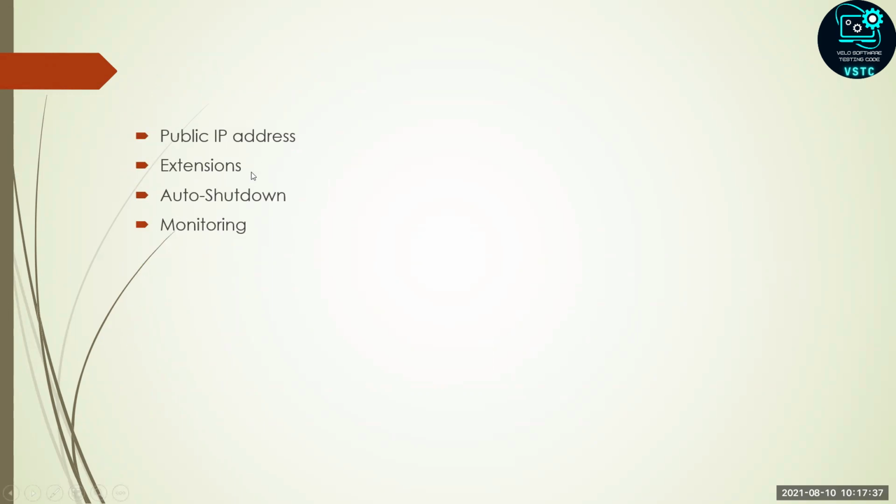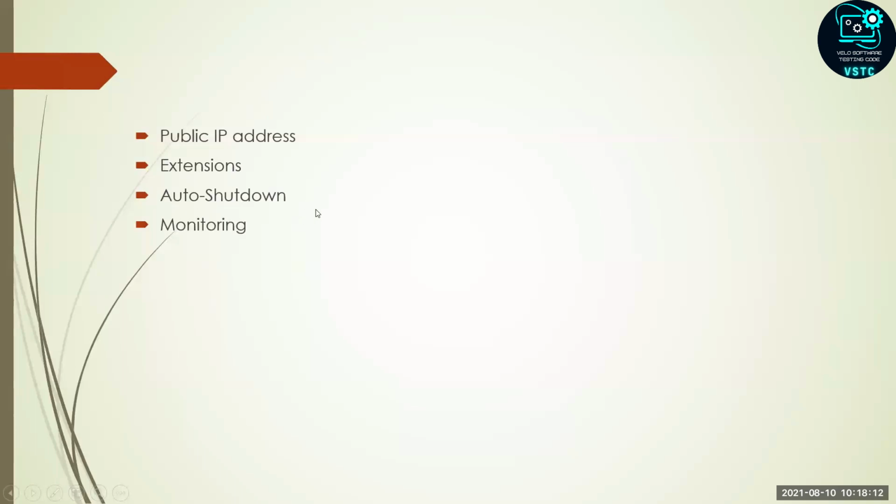Extension. What is an extension? It's like software that we install inside the virtual machine that you can manage from outside also. For example, to install a monitoring agent or a backup agent, something like that. All this is called extensions. And auto shutdown. This is a feature which we don't need to worry about now, and in the automation account, we will explain this in detail.